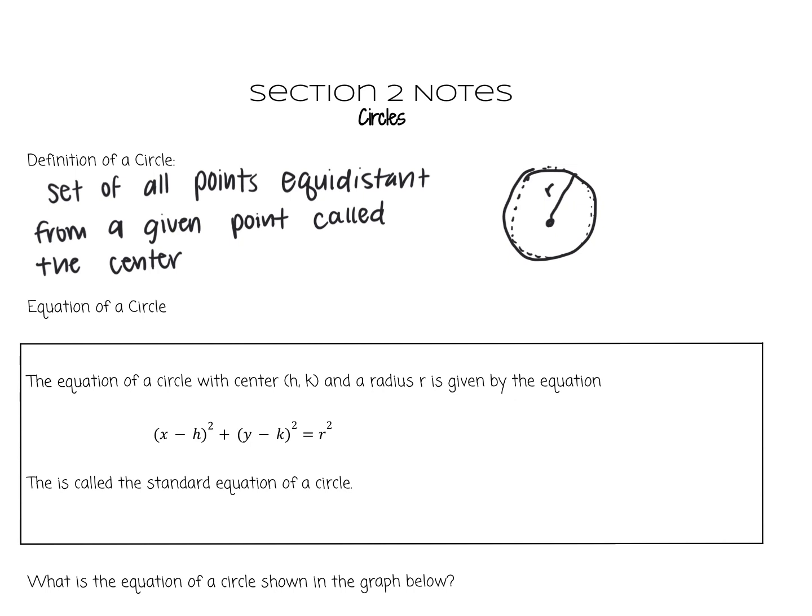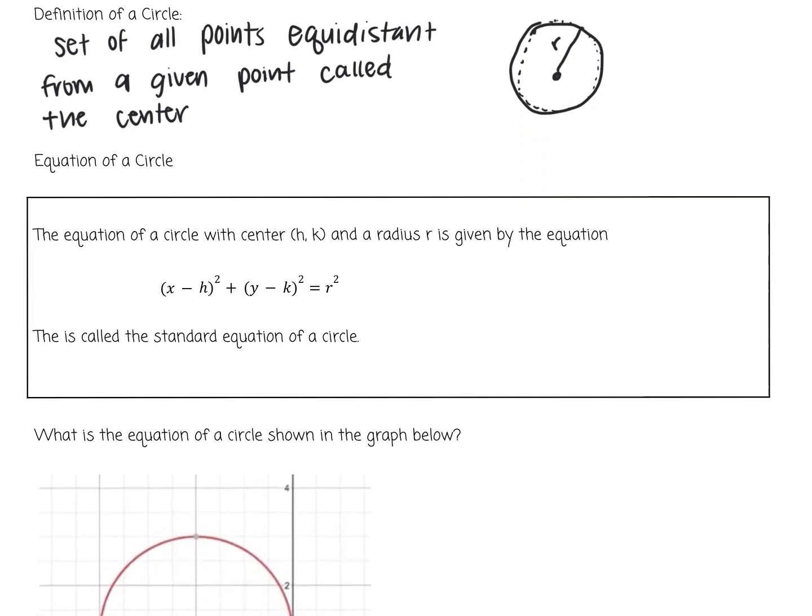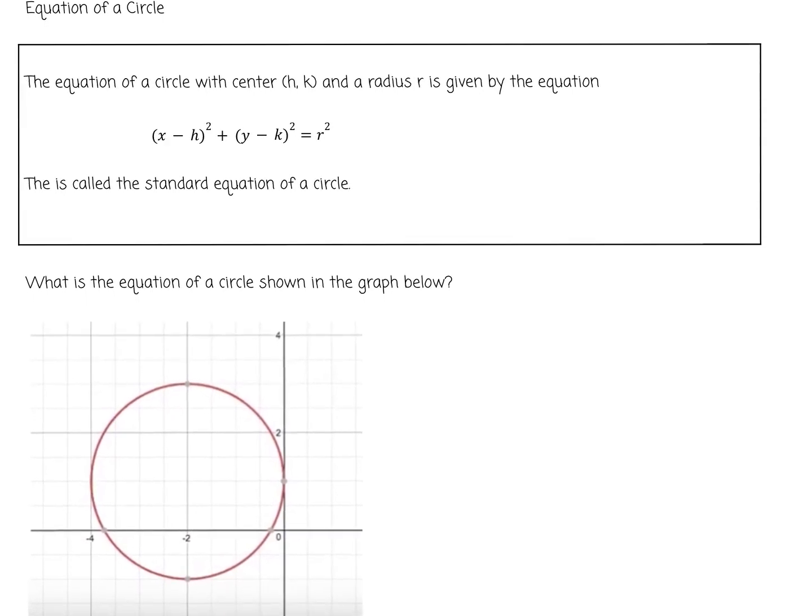So the equation of a circle, if you have a center with the point (h, k) and a radius r, the equation is x minus h squared plus y minus k squared equals r squared. And this is called the standard equation of a circle. It is the best equation for a circle, mainly because it's easy to identify the center and the radius of your circle, which are the two important things you need in order to write the equation of a circle.